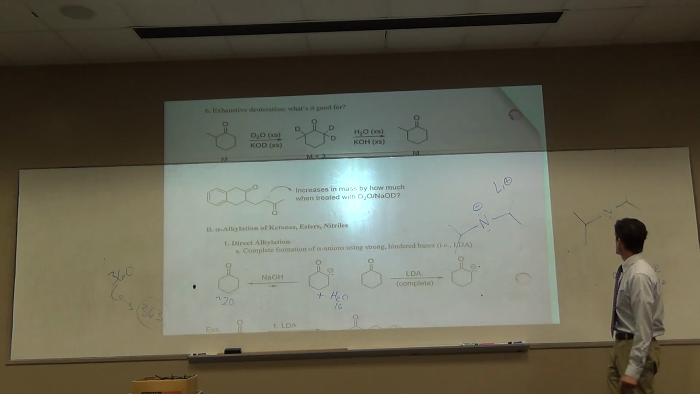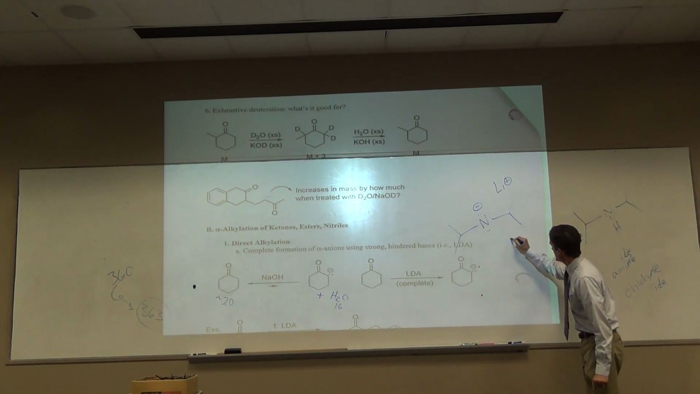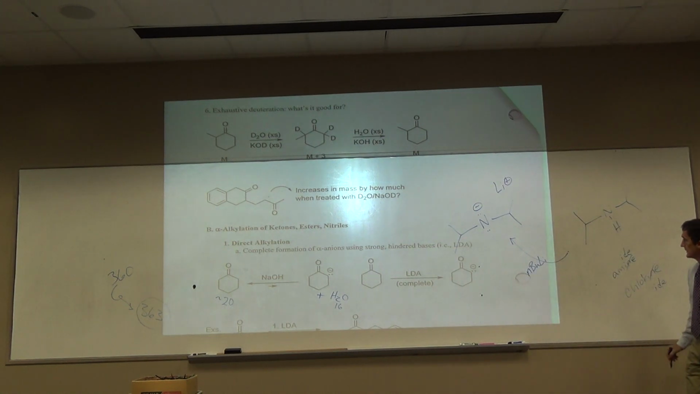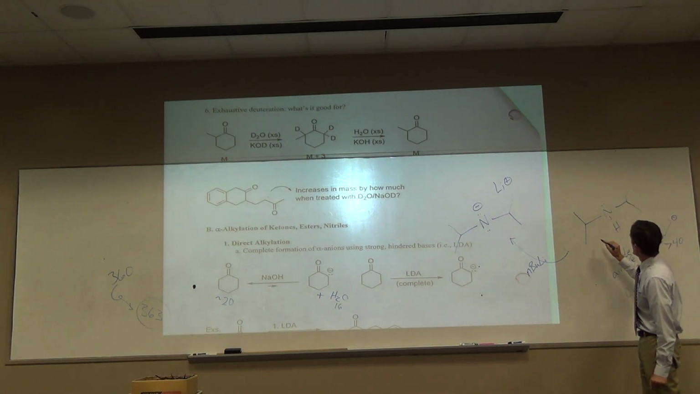Mostly because of how it's made. It's made by treating the amine with N-butyl lithium. N-butyl lithium is just the carbanion. This has a pKa of greater than 40. This has a pKa of about 30.